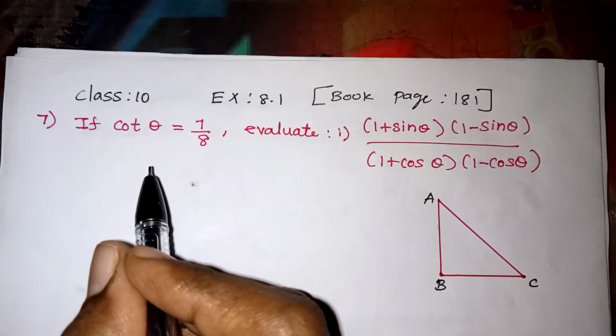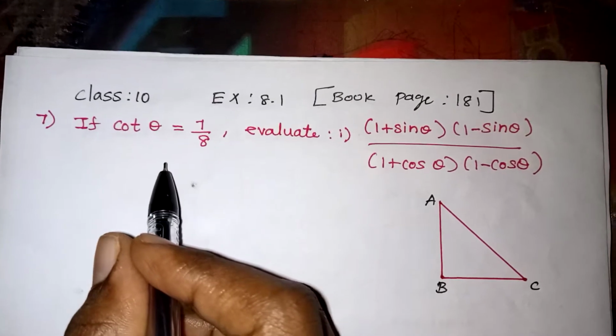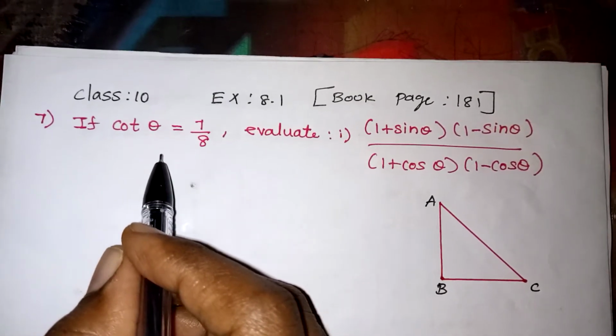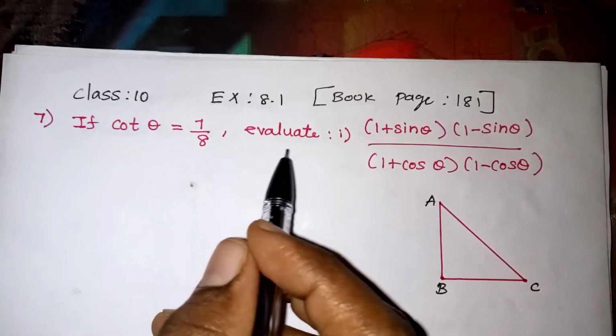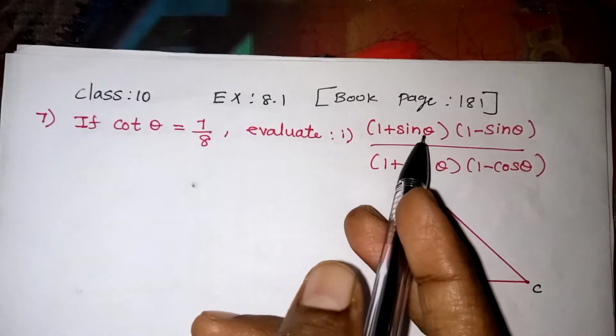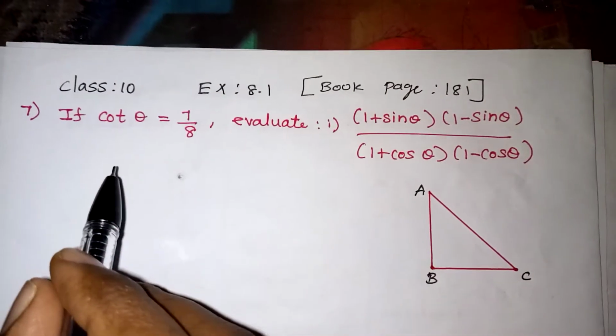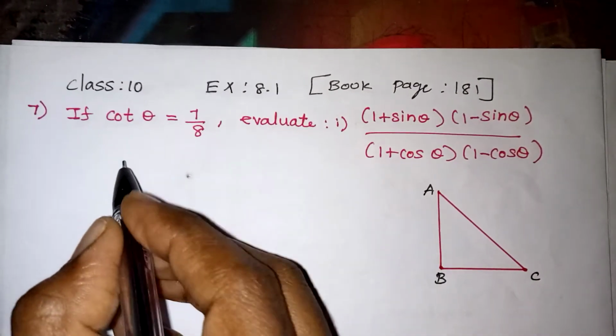Hi students, in this video we are going to learn exercise number 8.1 question number 7. Our question is cot theta is equal to 7 by 8 and we need to find this value. To find this one we need to find the sin theta value and cos theta value, then only we can apply here. So here it is given as cot theta is equal to 7 by 8.